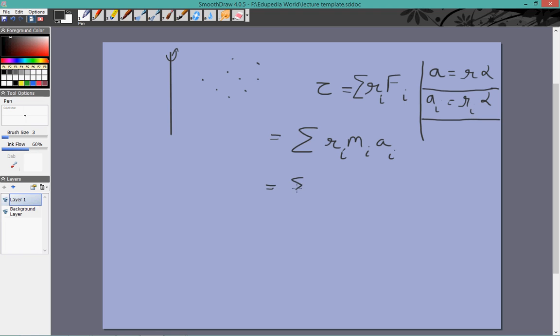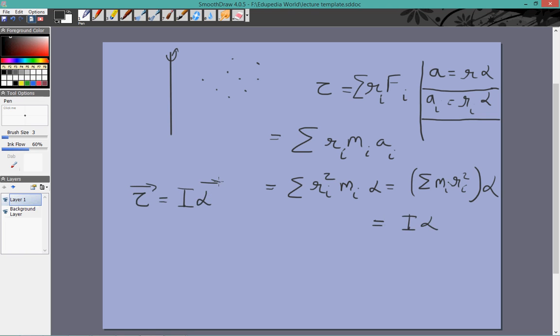So I can write it as summation r_i m_i r_i squared alpha, actually, because r_i can be brought out here, and alpha can be taken out as common, so it can be written as summation m_i r_i squared times alpha. That gives me I alpha. You can try to do it with vectors. I is a scalar, so ultimately the result you'll see is torque is equal to I alpha, and this is the analog of F is equal to m a, which is what we saw in linear motion.